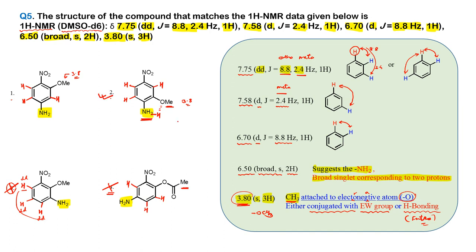So we'll try to understand this. The NH2 in this case will give 6.5, and this will give a broad singlet. This OCH3, since this CH3 is attached to the oxygen and at the same time this oxygen is having hydrogen bonding, will have a delta positive charge. Therefore we can expect this to come around 3.8. That is one of the things.